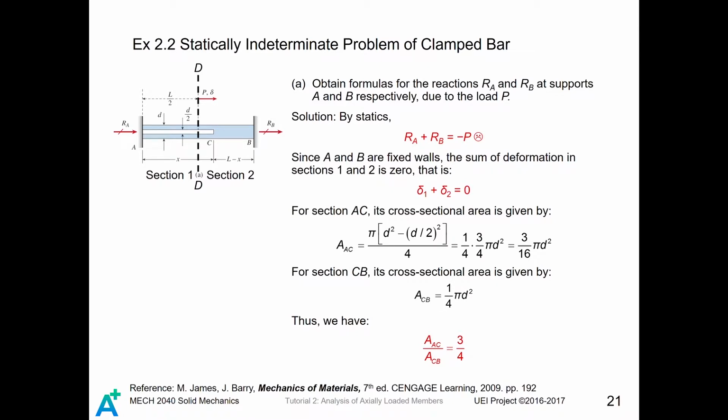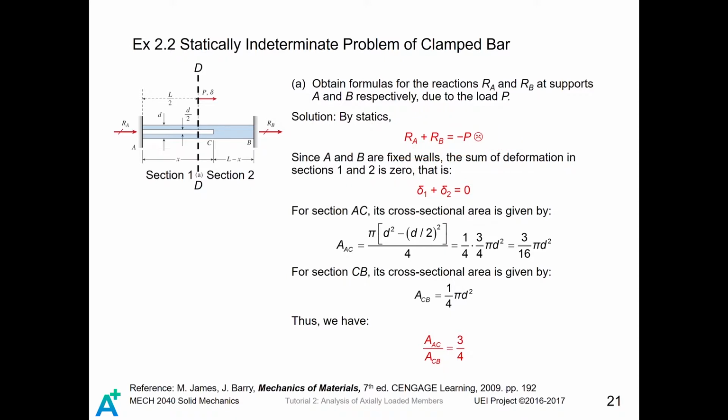Well, from what you have learned in Mechanics 2020 statics, the only formula you can get is RA plus RB equals to minus P, but it makes no sense because you don't know how to find RA and RB by any other things. However, in this course, we are going to introduce you some other equations such that you can find those two reactions.